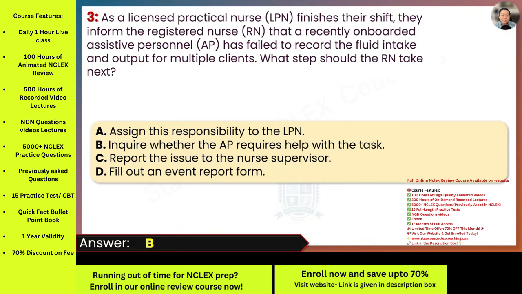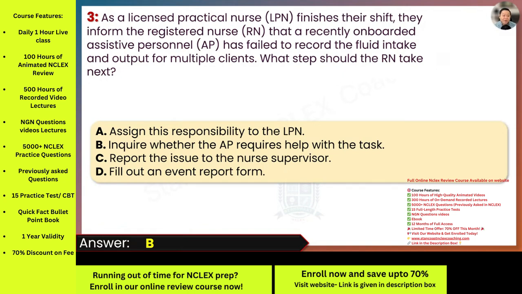Now, why is letter B correct? Well, it's because the registered nurse's role is to oversee the nursing team and should ensure tasks are being done correctly. And before assuming the assistive personnel is neglecting their duties on purpose, the RN should ask questions to find out if the assistive personnel does not understand the task or needs more training. And so this approach encourages problem solving. This also encourages teamwork and communication. Now, this is also the best step because it can help fix the issue at the source without unnecessary escalation.